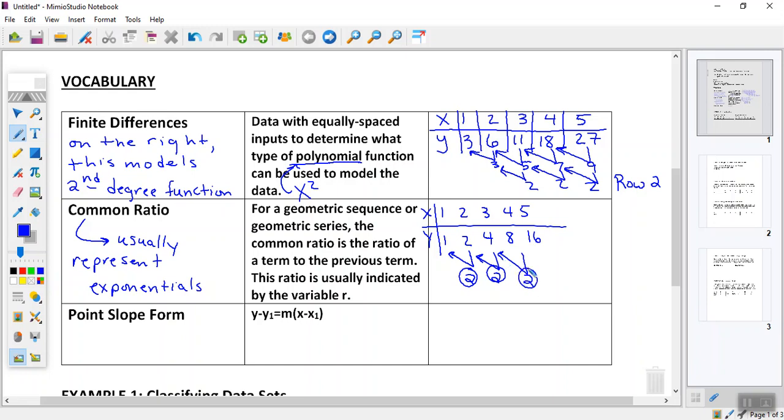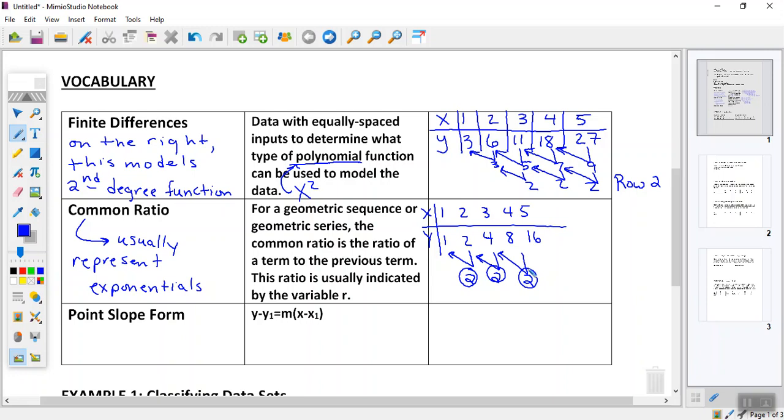This here is not a common difference, but rather is called a common what? Ratio. Okay, to go from 1 to 2, what do you multiply by? To go to 2 and to 4, you multiply by 2. So you're looking for patterns right there. And if you don't have finite differences, which typically represent polynomial functions, common ratios are something else to look for. And common ratios usually represent what type of function? Exponentials. Okay? Exponentials.